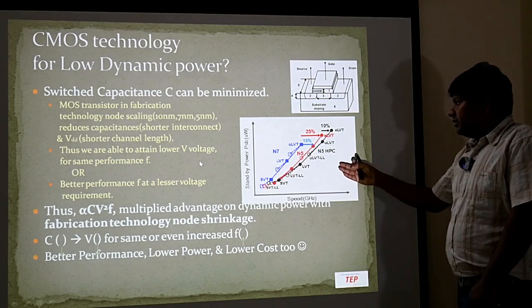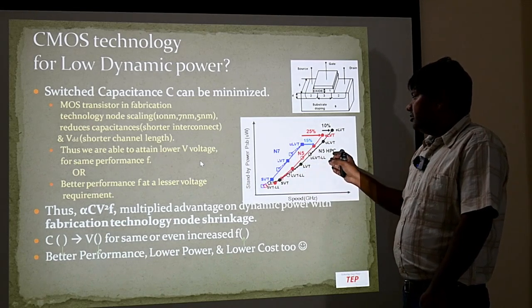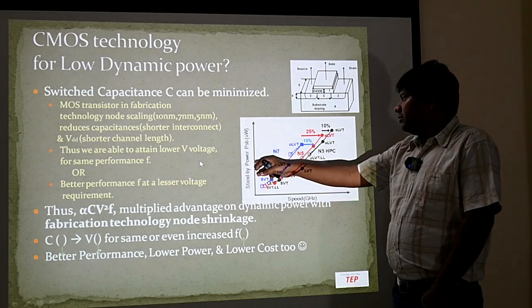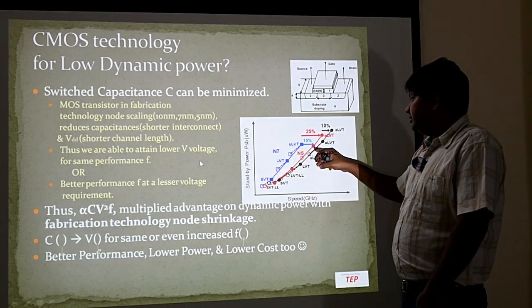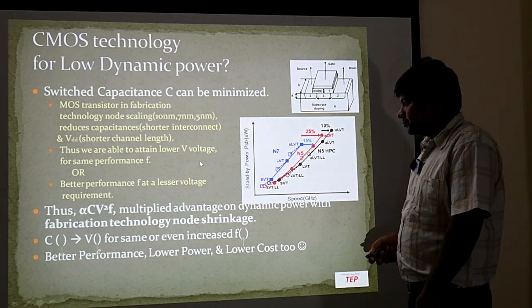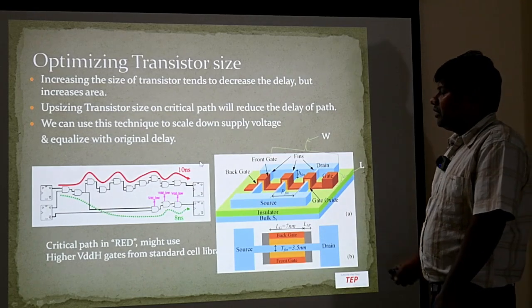Okay, in this figure we just wanted to show that if this is an N7 technology and this is N5 technology, for the same amount of power, we get more speed. Just a depiction of the fact that we discussed.